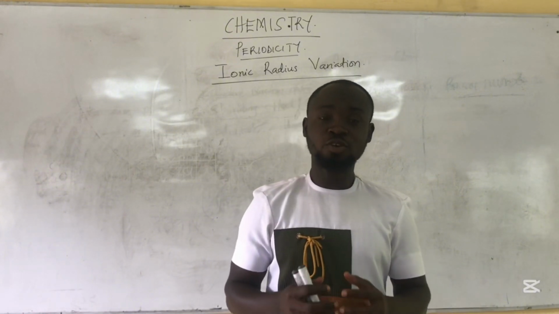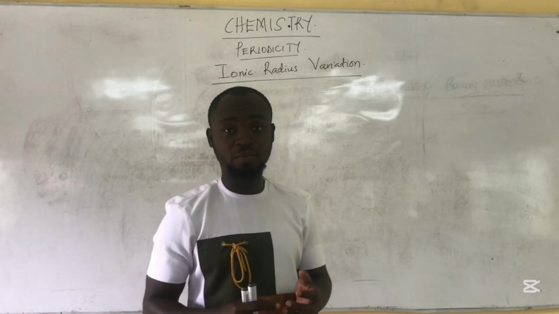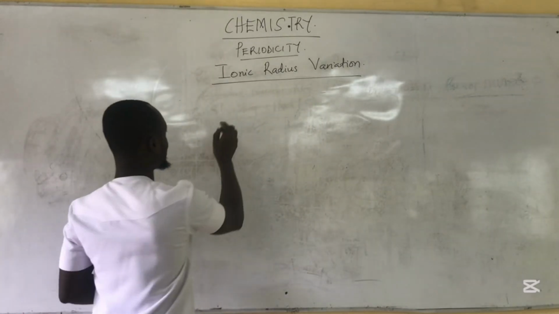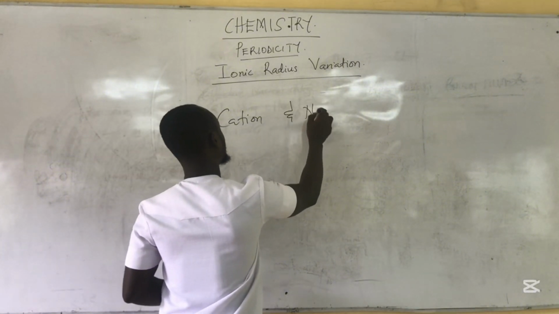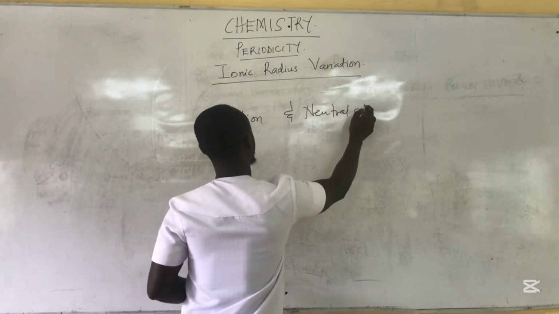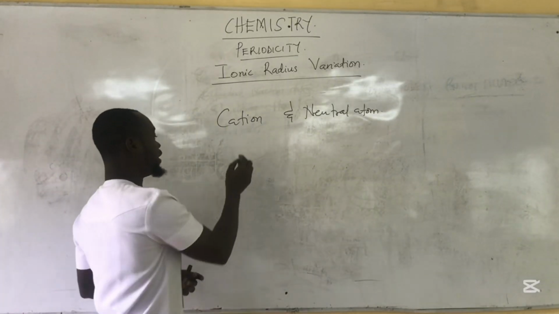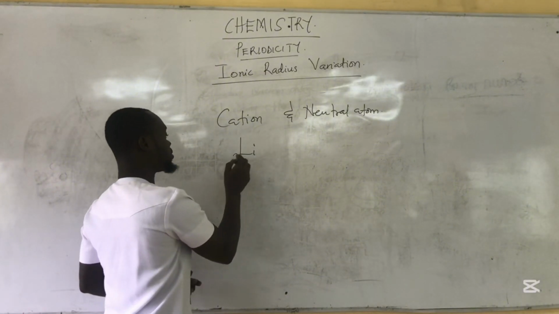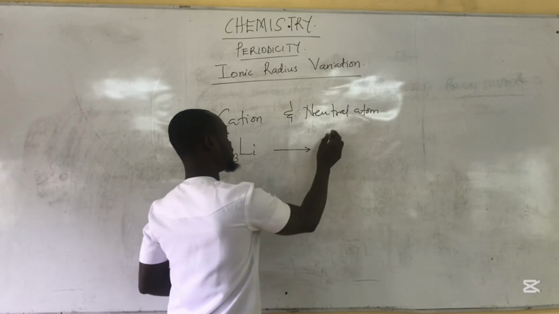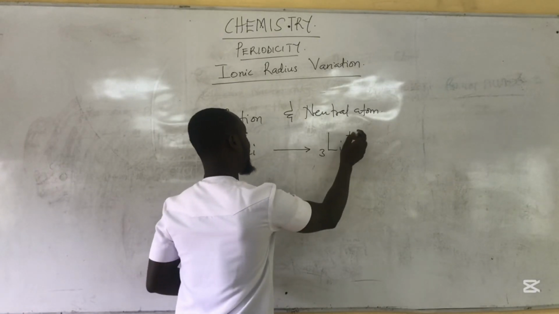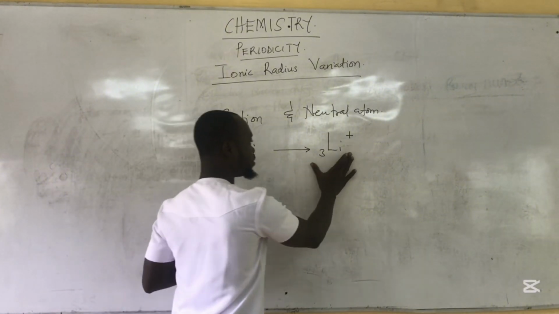Is that okay? So we are going to begin the lesson with the variation between a cation and its neutral atom. So for example, let's take lithium. Lithium is atomic number 3. So if lithium loses one electron, it changes to the lithium ion. Is that okay? So this is a lithium neutral atom and this is a lithium ion.